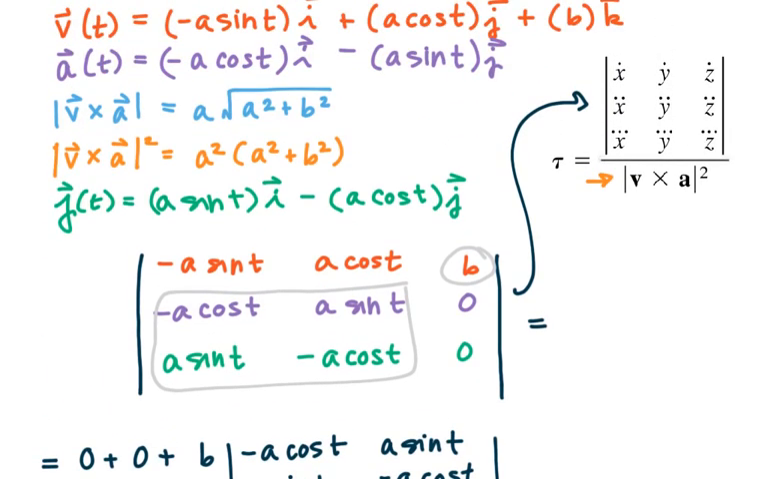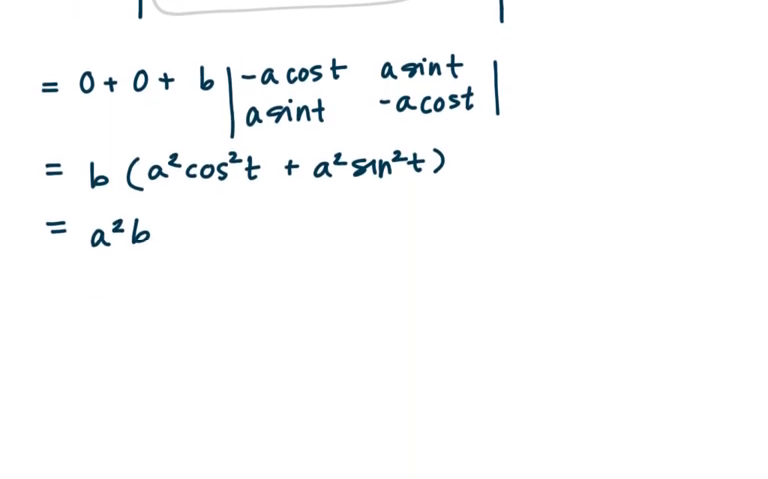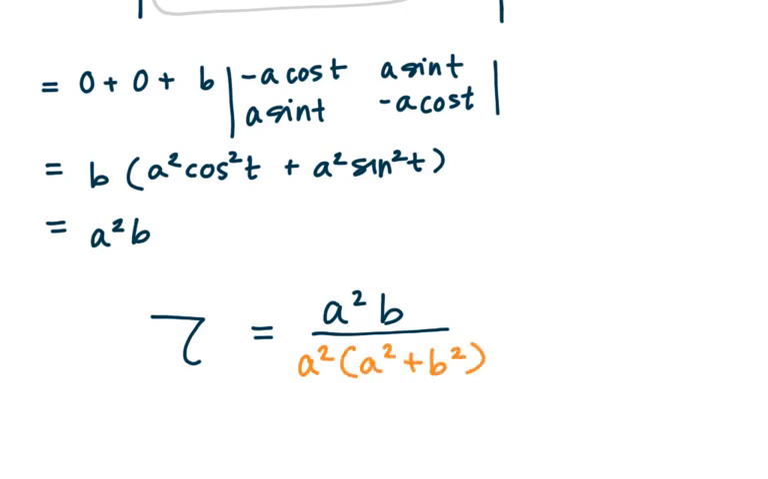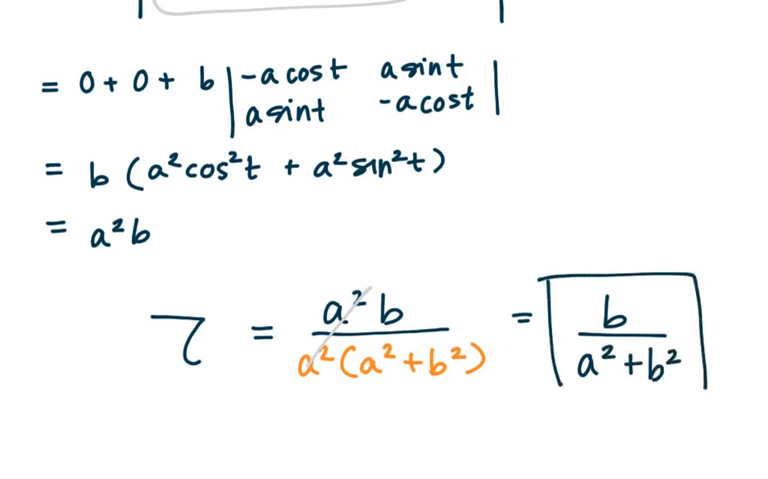Therefore, our tau, once we've done that, it's pretty easy for us to simplify. We're going to put that A squared B represents this value in the numerator, and in the denominator we have A squared times A squared plus B squared. So tau is equal to A squared B over A squared times A squared plus B squared. Those A squared values go away, and tau is equal to B over A squared plus B squared. This represents the torsion or the twisting.